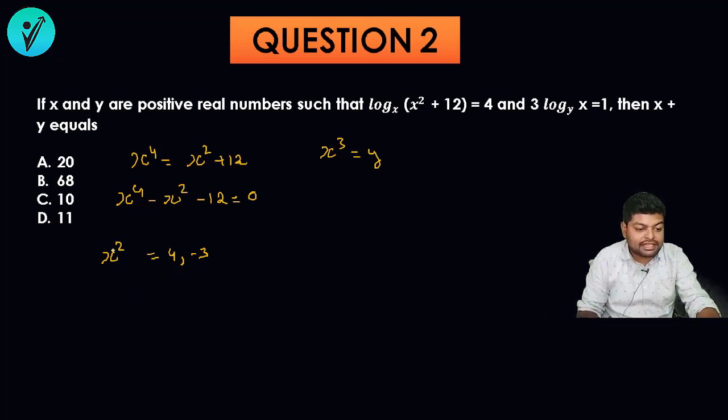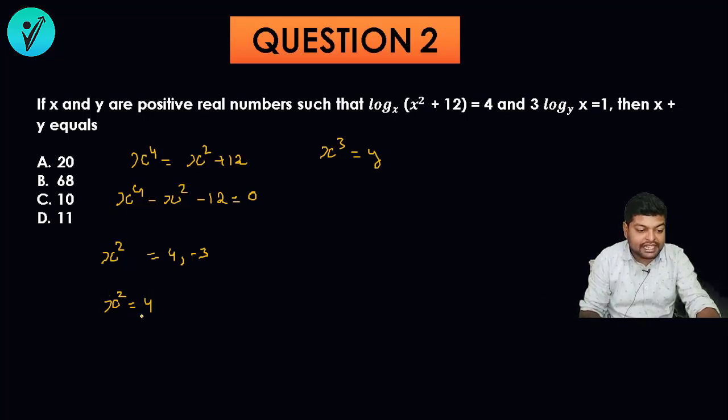Now, as it's x square, the square of any number should always be positive. Even though I'm getting the value of x square as 4 and minus 3, this minus 3 will be neglected. Why? Because the value of x square can never be a negative number. A square is always positive, be it of a negative number or of a positive number. So the only acceptable answer is x square equals 4.